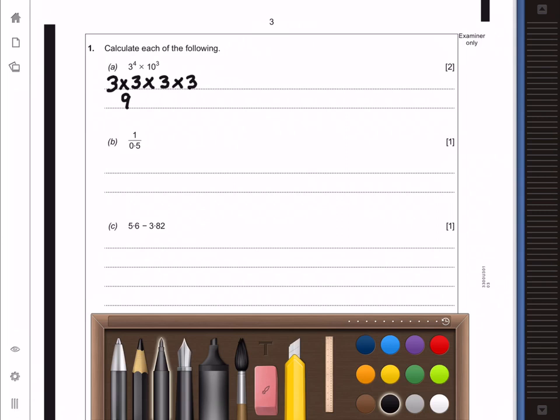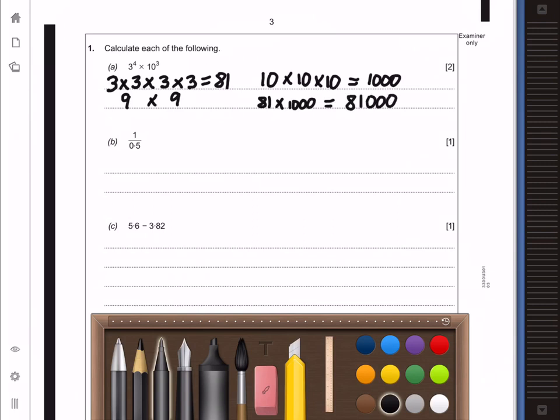3 times 3 is 9, so 3 times 3 is 9. And multiplying those resultant answers gives us 81. We also know that 10 to the power of 3 means 10 times 10 times 10. Be careful, the answer is not 30. 10 times 10 is 100, and 100 times 10 is 1,000. So then we've got 81 multiplied by 1,000, which gives us 81,000.